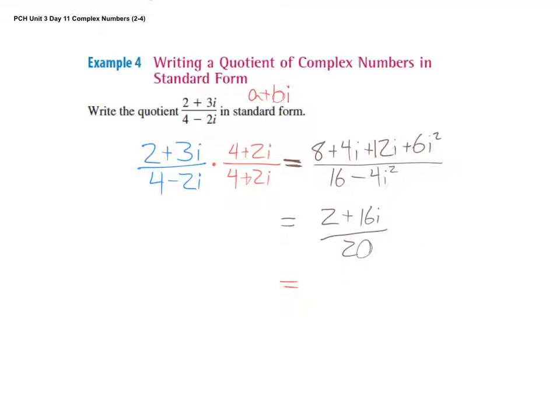Would it be 2 over 20 plus 16i over 20? They have a common denominator. I'm just splitting it up. So now I can write that as 1/10 plus 4/5 i.